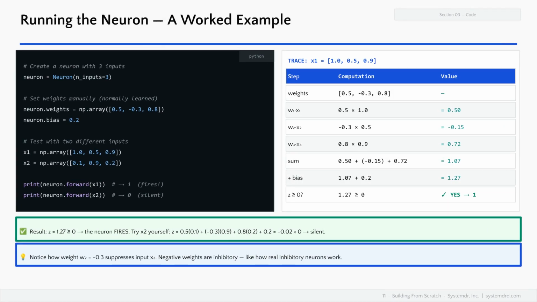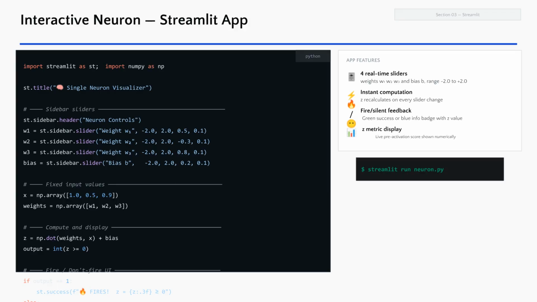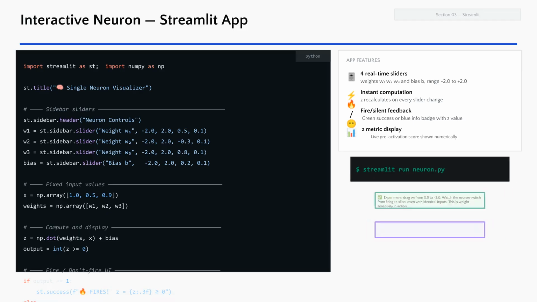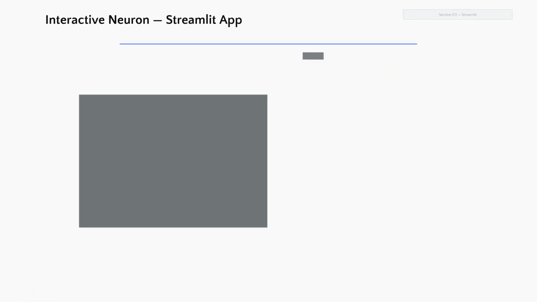Let's trace an example. For the first input x1, the calculation yields a z-value of 1.27, which is positive, so the neuron fires. We can see how a negative weight, w2, suppresses the corresponding input, demonstrating inhibitory behavior. To build intuition, we integrate our code into a Streamlit app. Sliders allow us to drag the weights and bias in real time, watching the z-value and the fire/silent output update immediately. This lets you visually explore how weights and bias control the neuron's decision boundary.